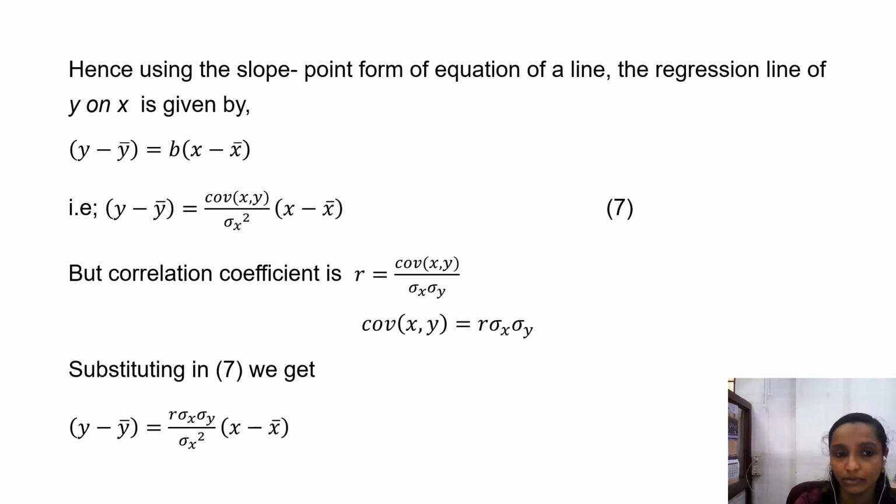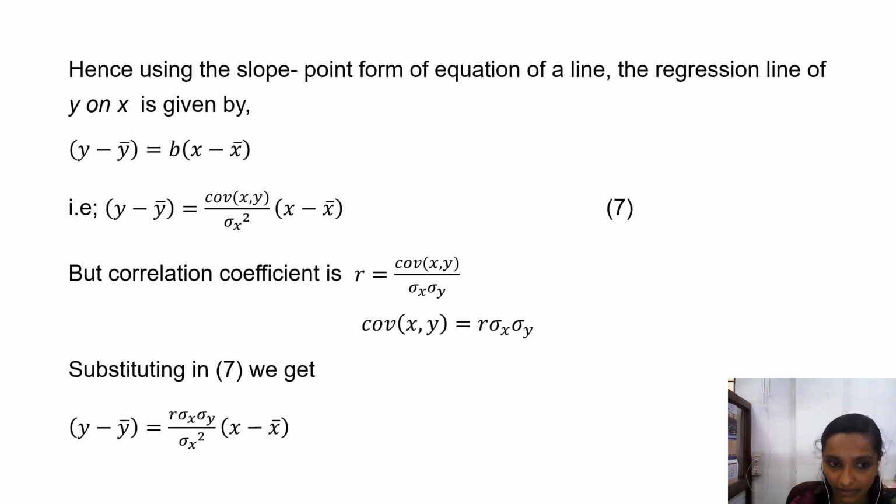So we use the substitution for b as covariance between x and y by sigma x square to obtain equation 7. Now we can change the covariance between x and y in terms of the correlation coefficient. We know that the correlation coefficient r is covariance between x and y by sigma x into sigma y. From this, on cross multiplying, we get the covariance between x and y as r into sigma x into sigma y, where sigma x and sigma y are the standard deviations of x and y respectively.